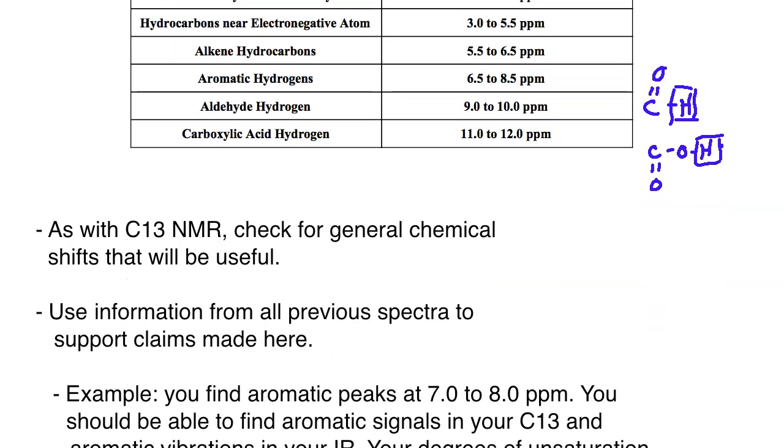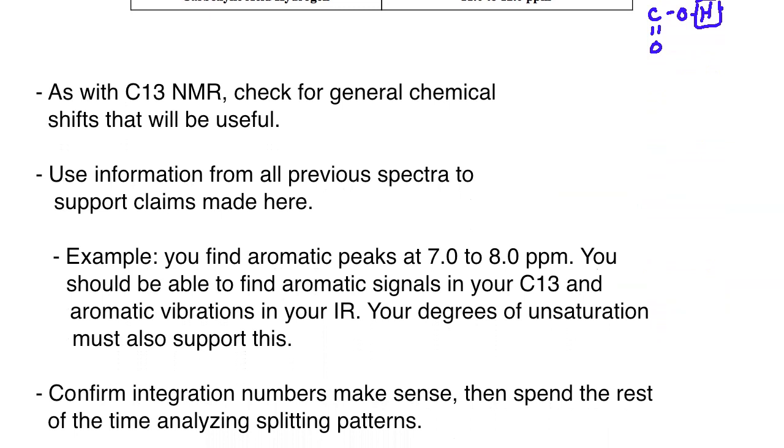All right, so a couple of general rules here. If you missed the last lecture on carbon-13, I would strongly encourage you to go back and look it over because I'm referencing it here. But as with C13, we're going to check for the general chemical shifts that will be useful. So in the previous lecture, we went over a whole checklist of what we should look at and glance at when we're first approaching an NMR. And this is the same for the hydrogen NMR, and then you would add looking at the splitting and the integration on top of that.